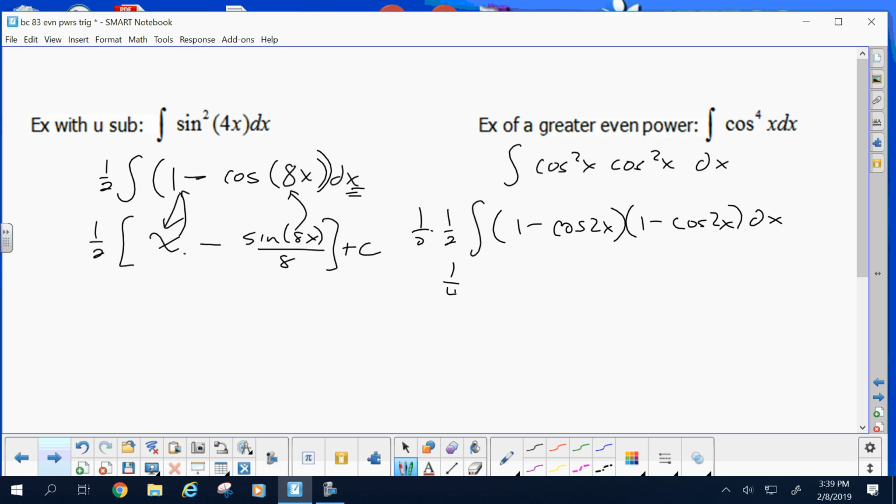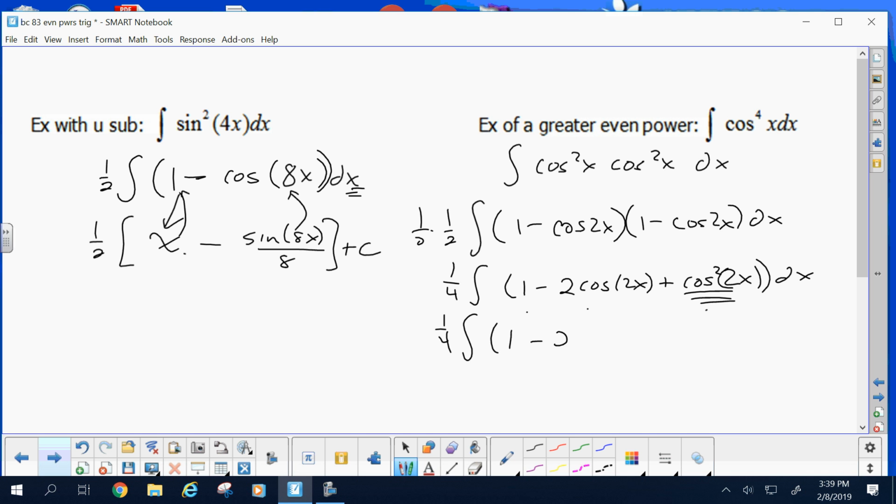If I clean this up, I get 1/4 times 1 minus 2 cosine of 2x plus cosine squared of 2x. That stinks. Well, that needs to be dealt with. So that's where another identity comes in. If I were to replace that, I could break this into lots of little integrals. I'm not sure if I should or not. Let me see if I need to.